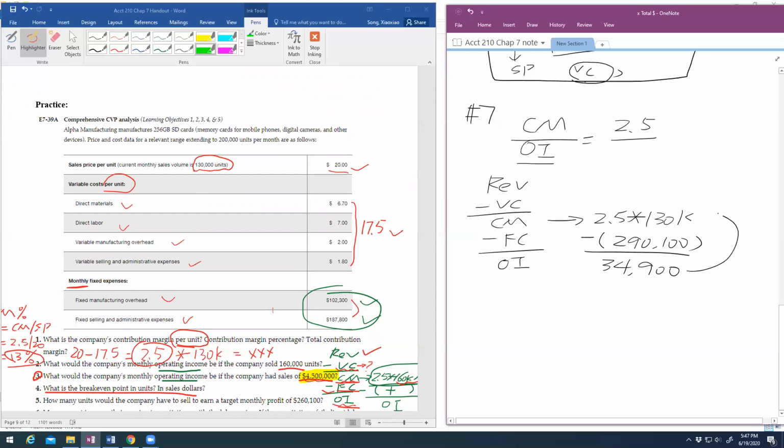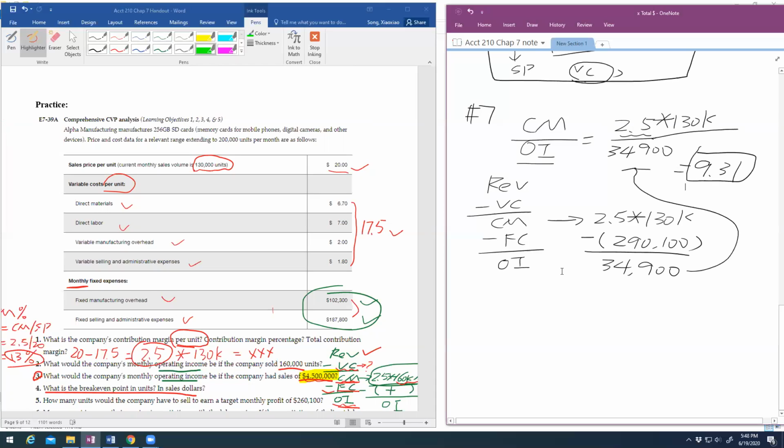So now you put it back to your operating income, 34,000. Oh, sorry, my bad. Remember, I made a mistake. Sorry about that. For your contribution margin, you have to use the total, which is 130,000 times this. So if you do this, your factor is 9.31. So this is your factor.